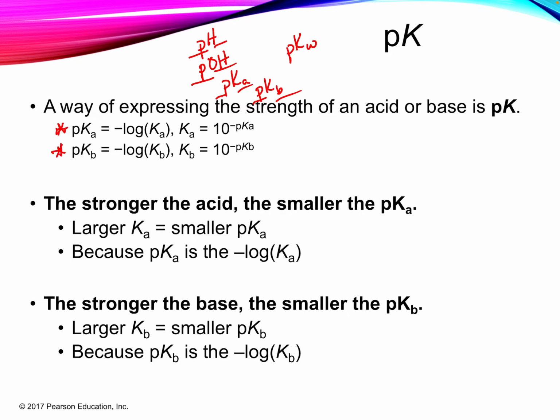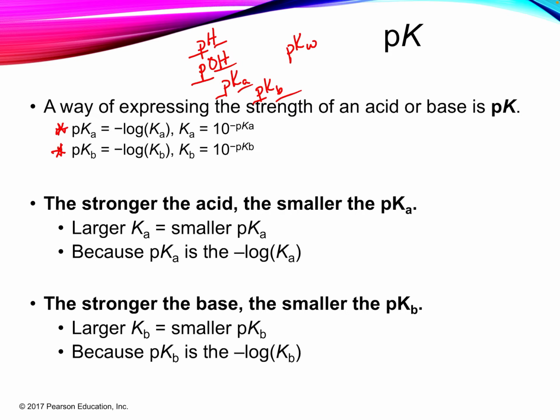pKb, take the negative log of the Kb. And then you can also do the reverse. If you have pKa, you can do 10 to the minus pKa to find the Ka, or 10 to the minus pKb to find the Kb. They are going to behave just like the concentrations of the ions that we did before when we went between our concentration and our pH. It's going to be the same to go from the Ka to the pKa or the Kb to the pKb.